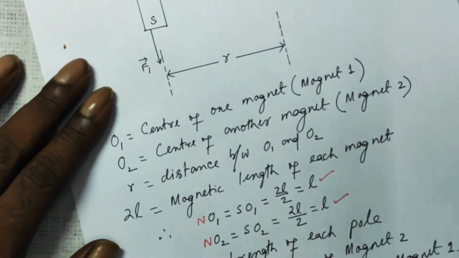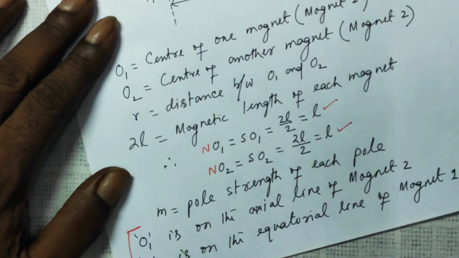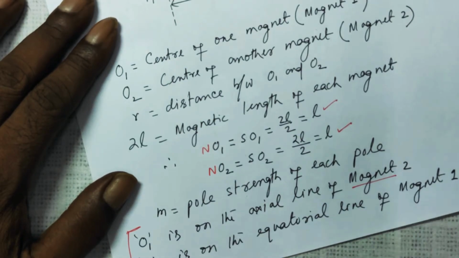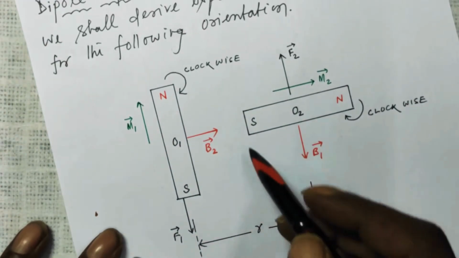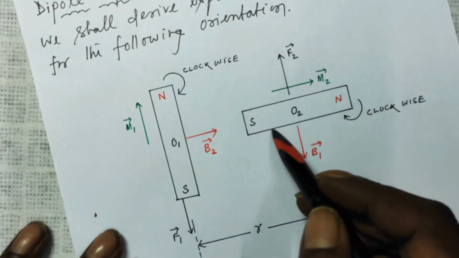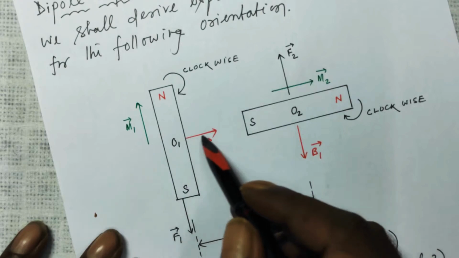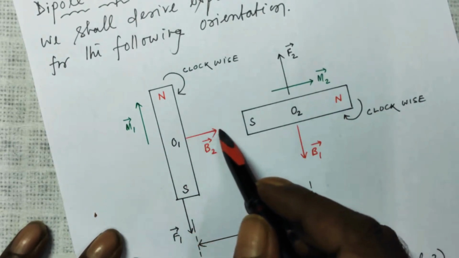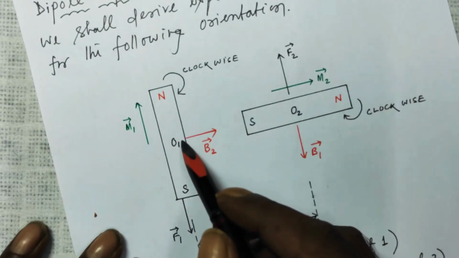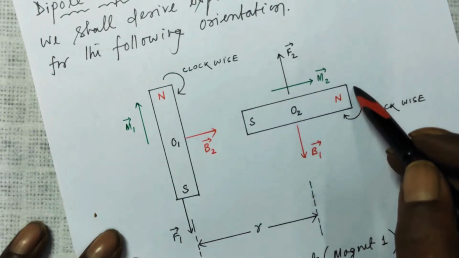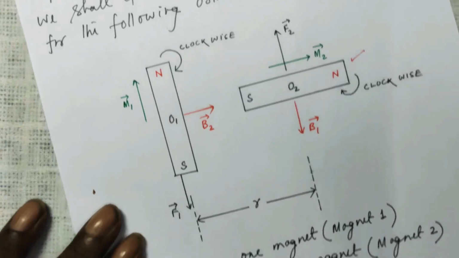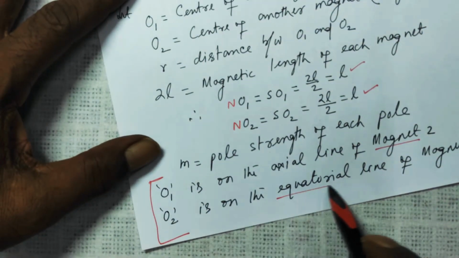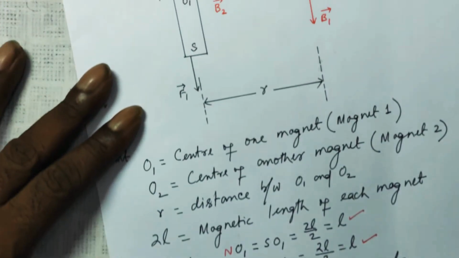And what you have to realize very importantly are the following two things. O1 is on the axial line of magnet 2. Look, this is the second magnet, magnet 2. This is the axial line, which I have not drawn. So O1 is on the axial line of the second magnet. And O2 is on the equatorial line of magnet 1.